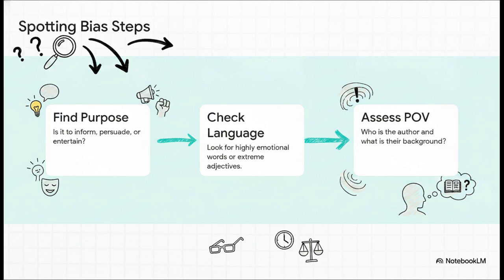Step 1. Identify the author's purpose. Are they trying to inform you, persuade you, or maybe they just want to entertain you? Step 2. Look for leaning language. Are they using highly emotional words or really extreme adjectives to describe what's otherwise just a standard political event? And Step 3. Assess the point of view. Who exactly is the author, what's their background, and how might that influence what they're choosing to highlight, or, just as importantly, what they're choosing to leave out?